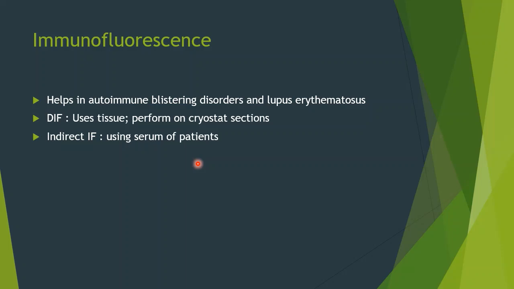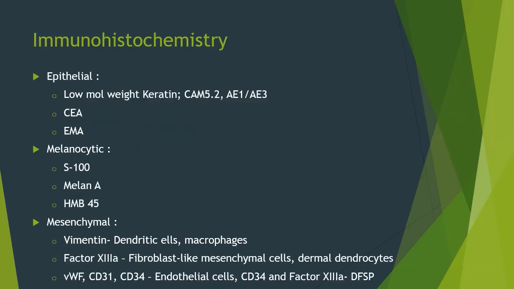And coming to the common immunohistochemical markers which help in the identification of skin disorders, we can use the epithelial markers. The commonest epithelial markers are the low molecular weight keratin CAM 5.2, and cytokeratin AE1/AE3 can be used. We can use CEA or EMA, and this highlights the eccrine or apocrine glandular components or excretory components, and also the stratified squamous epithelium. And we can use the melanocytic markers like S100, melan-A, HMB45. We can use the mesenchymal markers like vimentin, which stains the dendritic cells and macrophages. Factor XIIIa stains fibroblast-like mesenchymal cells, and dermal dendrocytes are highlighted by this. And we can use the endothelial markers like von Willebrand factor, CD31, CD34, to highlight the vascular structures.